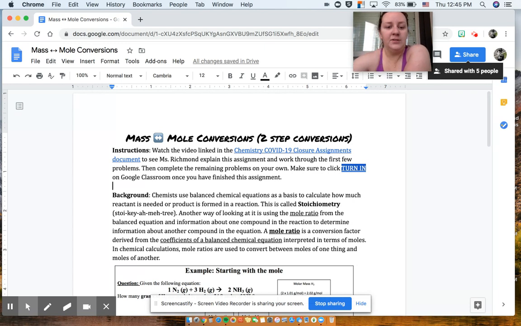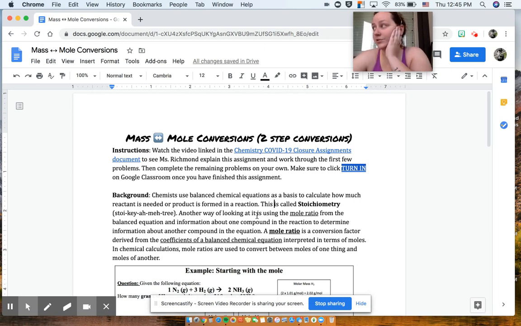Okay, so in terms of background, chemists use balanced chemical equations as a basis to calculate how much reactant is needed or product is formed in a reaction. This is called stoichiometry, right? What we've been working on for quite some time now, and we'll continue to work on really until we get started on our final project.